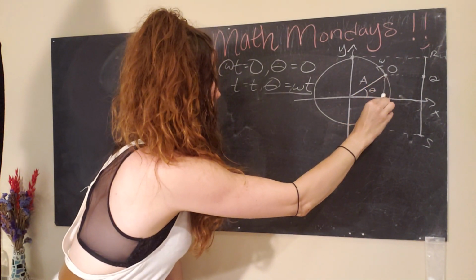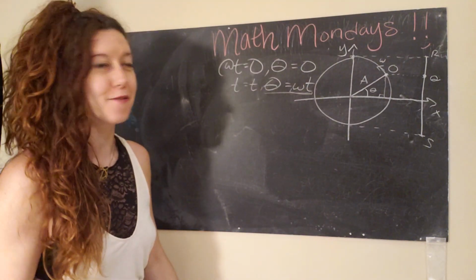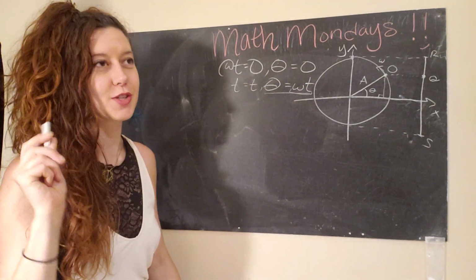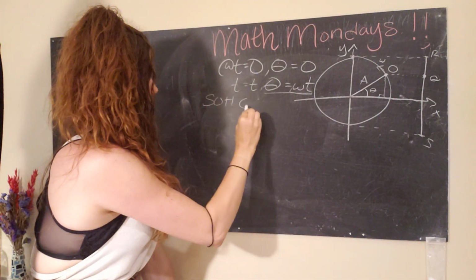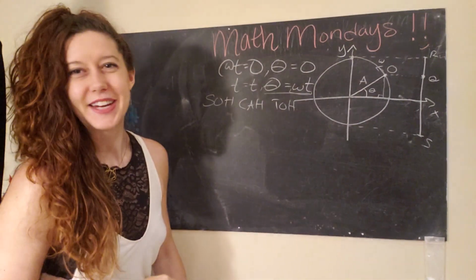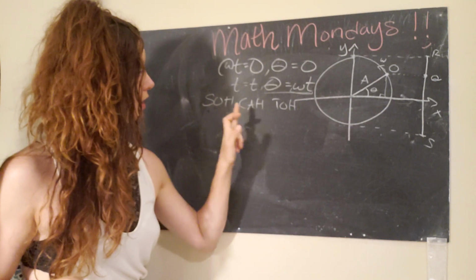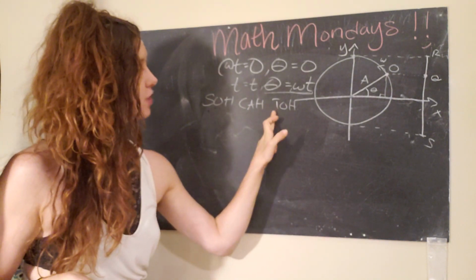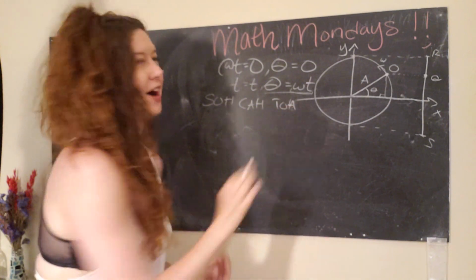Right triangles show up all the time. And I always go back to my first year of algebra when I learned SOHCAHTOA. So SOHCAHTOA is this. And you're like, what? Whose name is that? No one's name. It stands for sine equals opposite over hypotenuse, cosine equals adjacent over hypotenuse, and tangent is equal to opposite over adjacent.